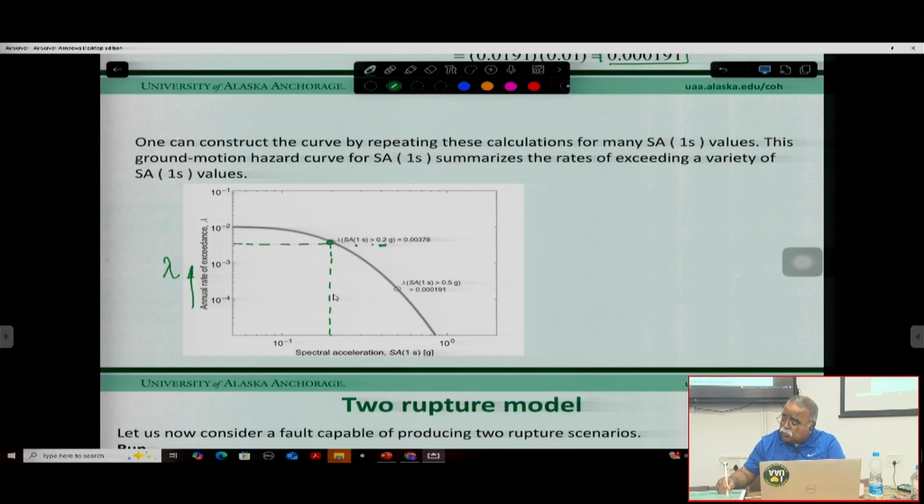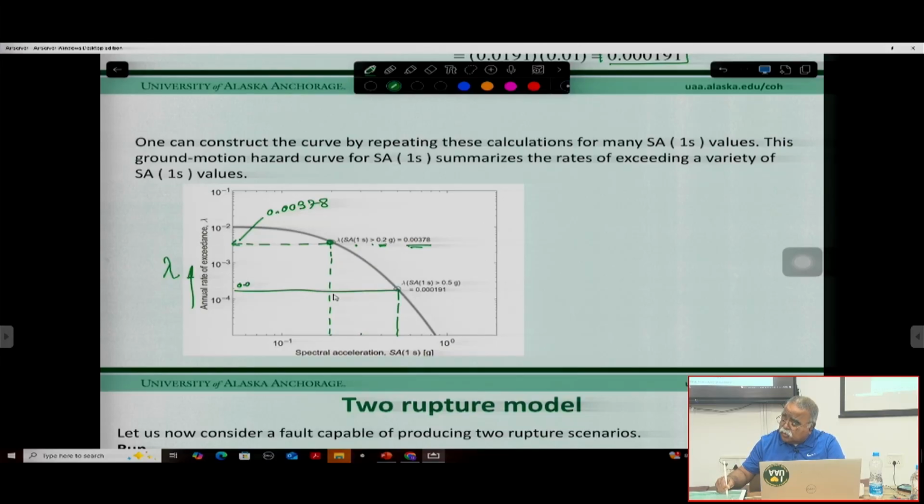So this value will be equal to 0.00378, right? And similarly at 0.5 hertz, 0.5 g spectral acceleration. So this is 2, 3, 4, and 5. So this 5 value, 0.23 g, will be equal to here, and that value will be equal to 0.00191.